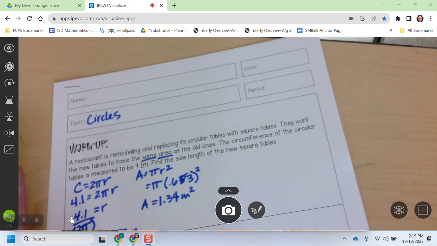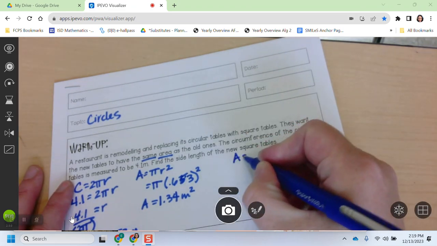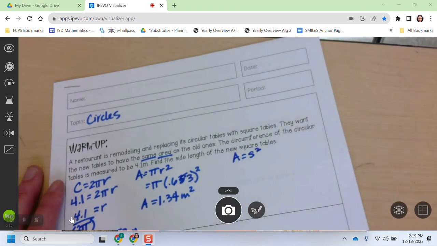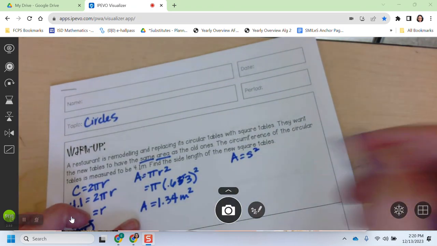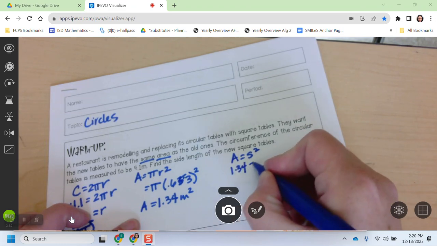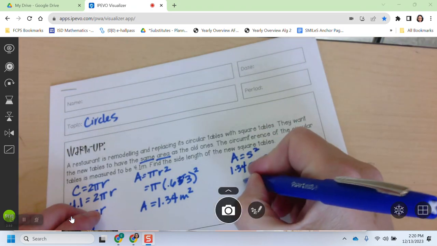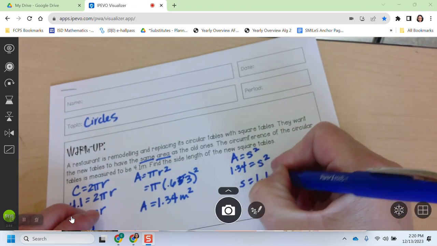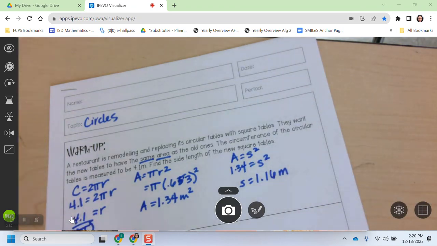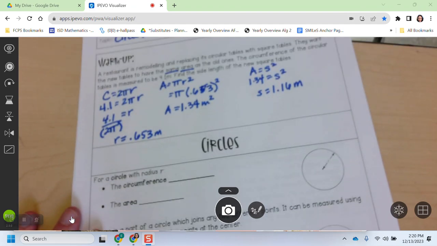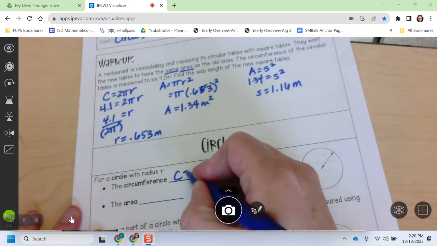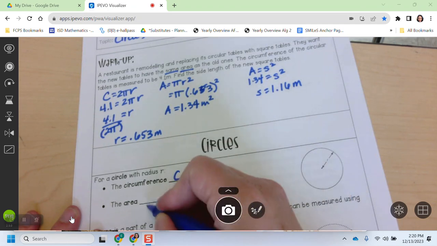Now you're going to get a square table, and you want that square table to have the same area. So remember that the area of a square is just side squared. And so the area is 1.34. And if you square root, remember you only want the positive answer, so your side is 1.16 meters. So when we're solving circles, you'll be using two formulas. You'll be using your circumference formula and your area formula.